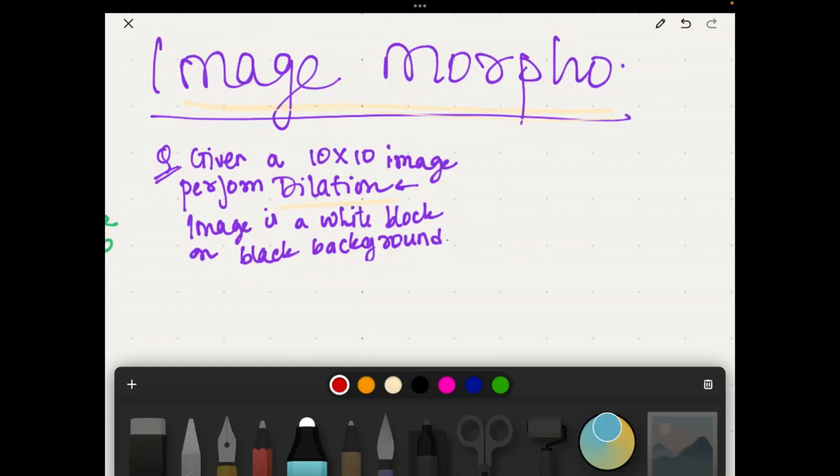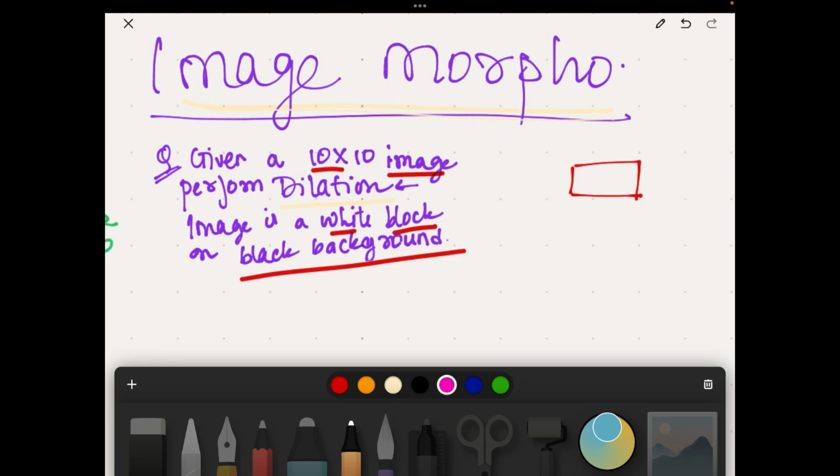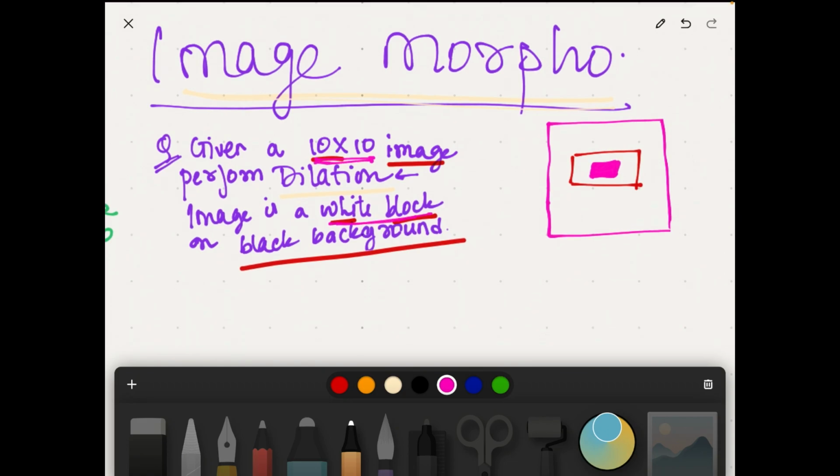In the given example, we have a 10 cross 10 image with a white block on a black background. We can just visualize it something like this: a white block, but this white block is going to have a cavity or a hole of sorts in between, right? And then that is placed on a black background. This black background is going to be symmetric. We are assuming that this white block is placed at the center of this black background. If this is a 10 cross 10 image, and there is a white block and it has a cavity in it, we assume the cavity to be 2 cross 2.